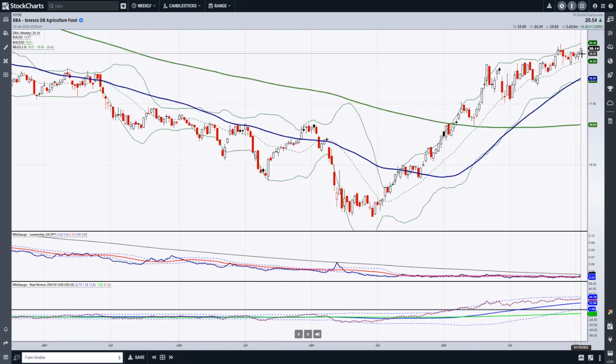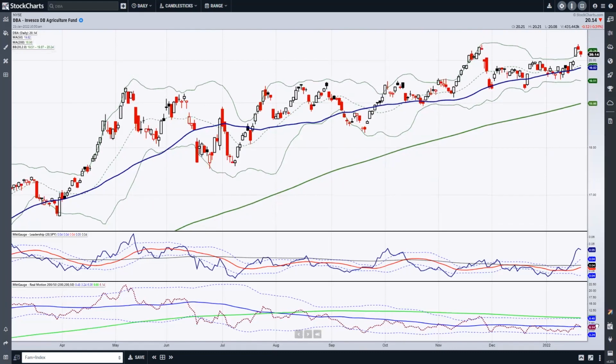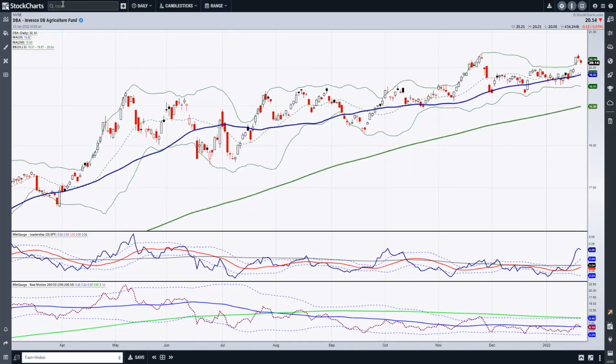So DBA itself is interesting here. I think if it can hold 20, let's take a look at the daily chart on this one. If it can hold 20, you see here, you're not really seeing a mean reversion, just more on price. But if it can hold the 20, it looks good. If it starts to break down on that 20, then maybe the grains get a reprieve.